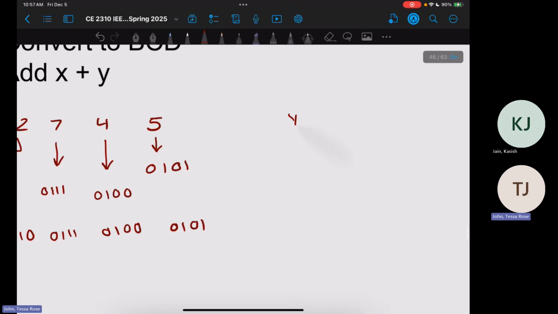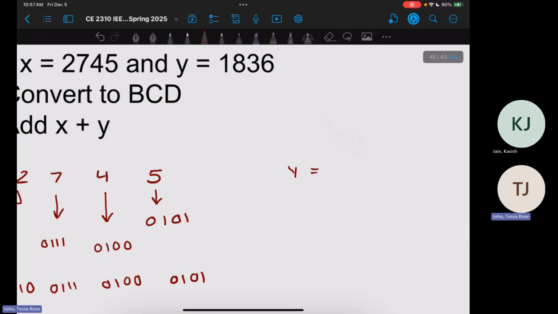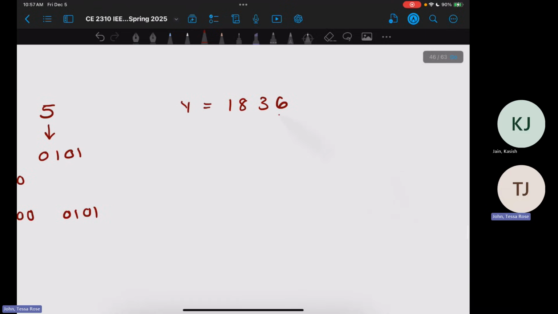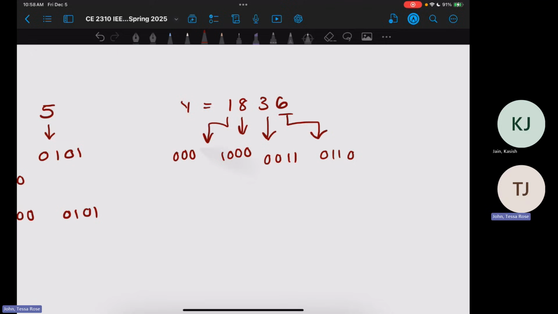Same concept with Y. Our Y is 1836. 6 in binary is 0110. 3 in binary is 0011. 8 in binary is 1000. And 1 in binary is 0001. So the BCD form for Y is 0001 1000 0011 0110. Okay? You guys understand how I got that?